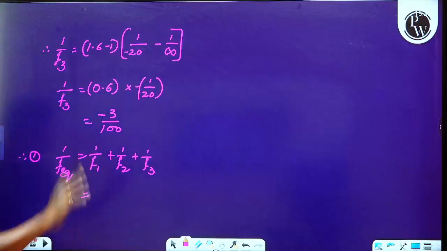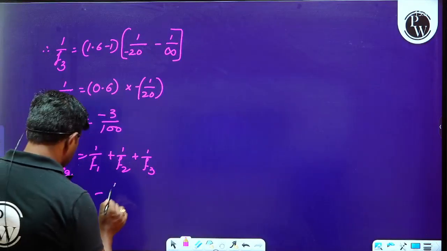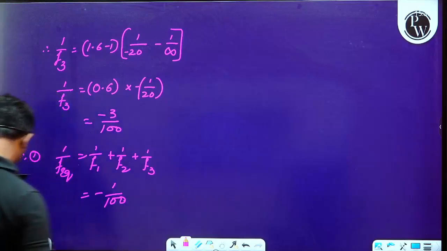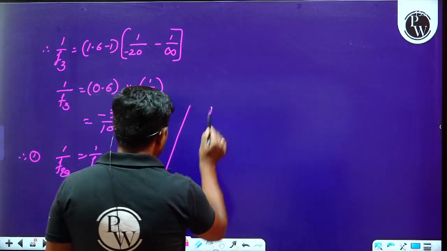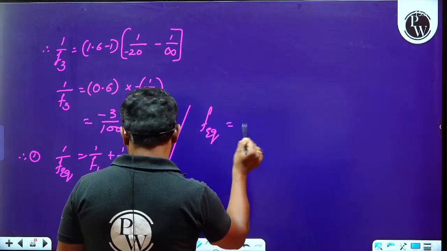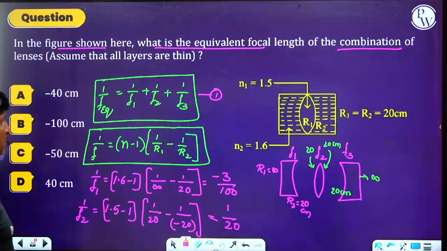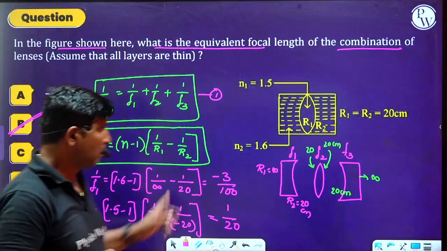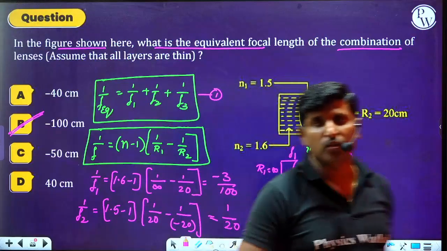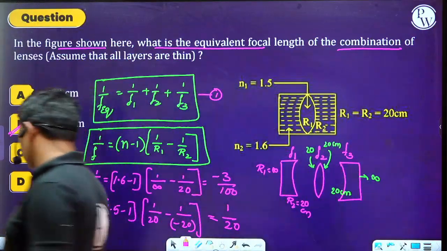So just do substitution and simplification, then you will get the answer as minus 1 by 100. Okay, so like that we have to think and answer this question, and finally you will get F equivalent. F equivalent becomes equal to minus 100 centimeter. Therefore, we can select option B as the right answer. I hope you can understand and solve the simple calculations at this end.